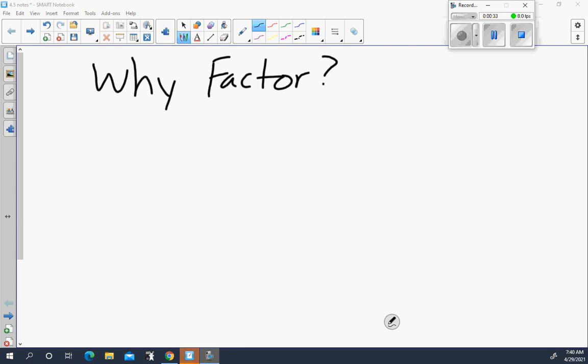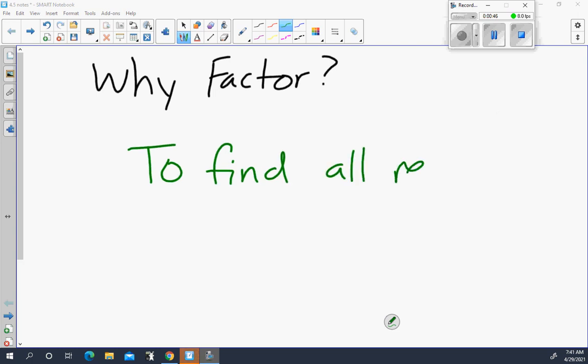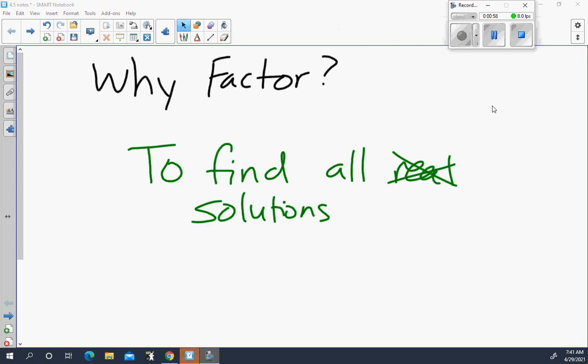The reason why we factor is, here's our solution. To find all real solutions. Okay, and I might even cross out real. To find all solutions. Okay, factoring makes it simpler. That's what we're doing. We're making things simpler to solve.